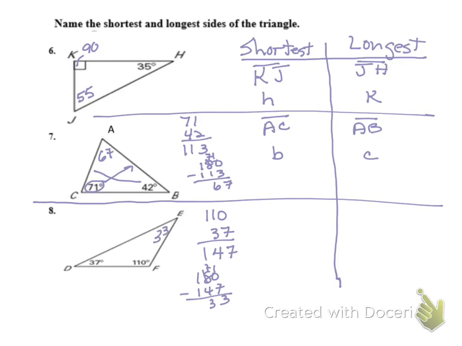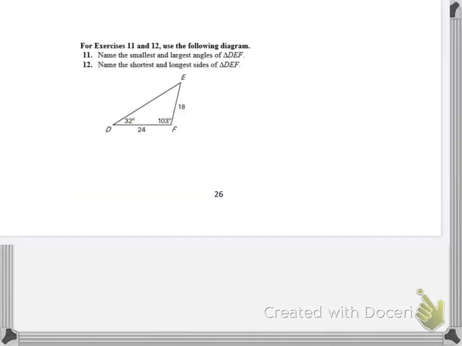Now that we know that, we know the smallest side is DF, or you can call it little side e, and the biggest side is across from that 110-degree angle, and that is ED, or you can call it little side f. Okay, so that takes care of 6, 7, and 8. And it looks like we had a little misnumbering issue there.